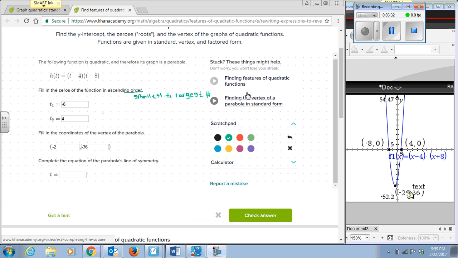Okay. The line of symmetry, remember that is the line that cuts my graph in half. So it's that vertical line. So for us, that is going to be -2. So remember, it's always the x value of your vertex. Okay, and that should be it.